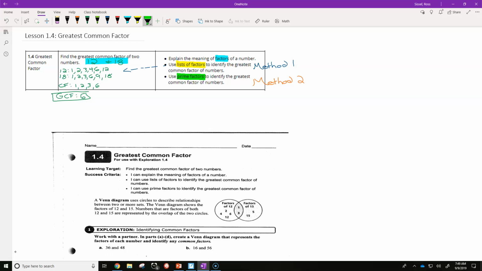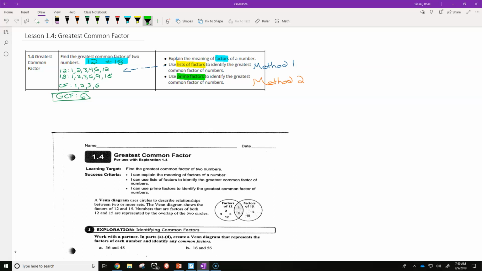When we did prime factorization, remember we made factor pairs? If that was pretty easy for you, method 2 is going to be your bread and butter. Okay? Yes? Are we going to play factor ball today? We'll see. Probably not.